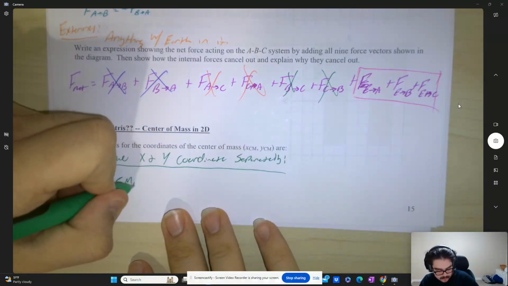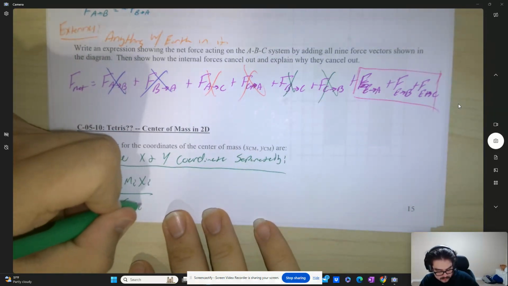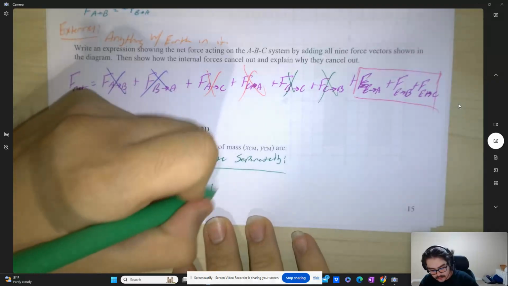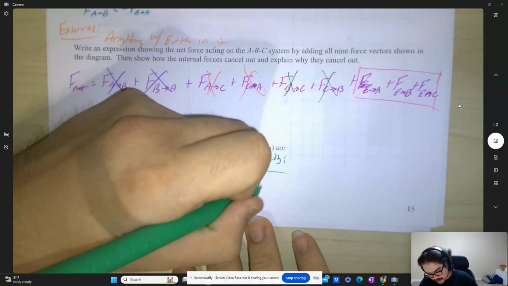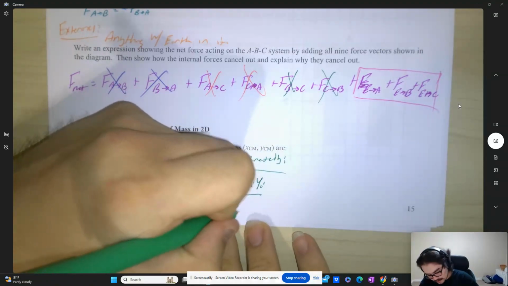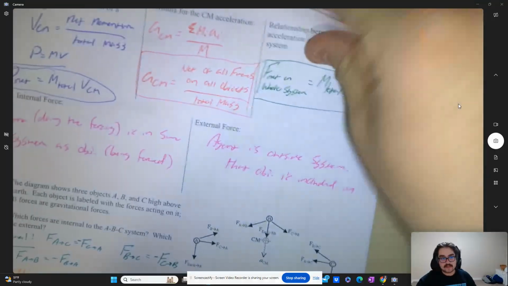Okay, so sum of mass i times xi over the sum of all masses. And then the y is going to be sum of mass i times yi instead of x, because we're going in the y direction now. And then when you get that, that gets you your x coordinate, gets you your y coordinate, and then you can figure out where on the coordinate plane your center of mass actually is.